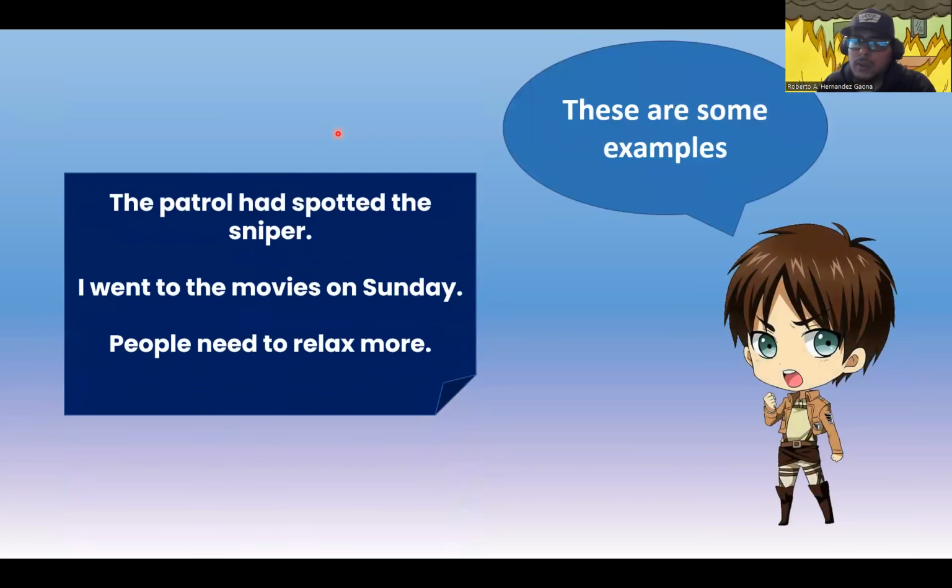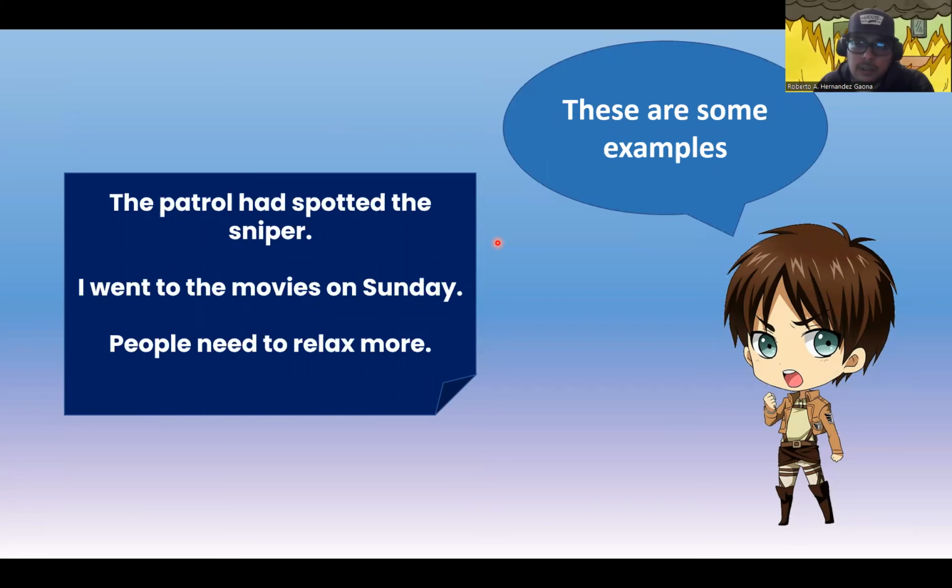Now, let's see some examples. These are very straightforward. So we have: A patrol had spotted the sniper. I went to the movies on Sunday. People need to relax more. I mean, if I ask you, what's your favorite hobby? You can say something like, I like to play the drums. I mean, all those are complete ideas. Basically, I think these are the simplest ones to make.